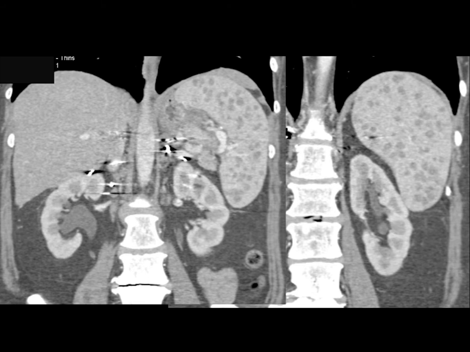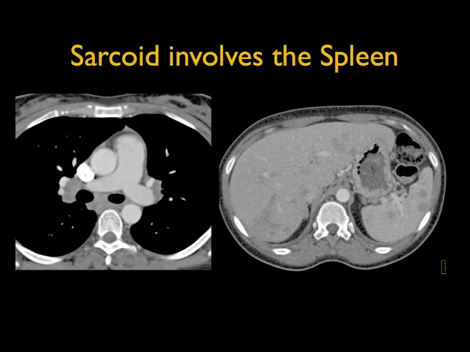Another example, sarcoid. You see the nodes, hilar, subcarinal, and there's multiple splenic lesions. There are some nodes present. There's also a lesion in the right lobe of the liver. Here it is a few more views. Again, multifocal disease in the spleen. Sarcoid, very difficult diagnosis. And again, in the right history, you could say this looks like mets to me.